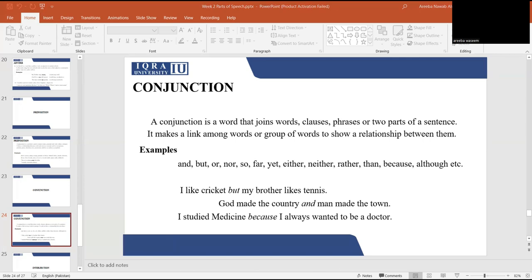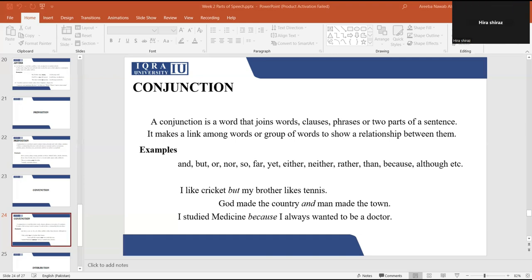Hira, do you know what is an independent sentence? No, I don't know. Okay, that's fine. And Shan, do you? No, ma'am.